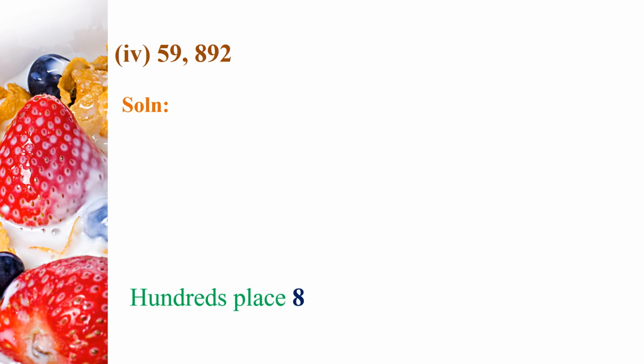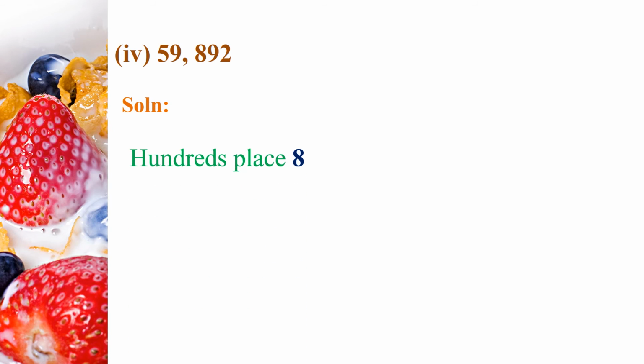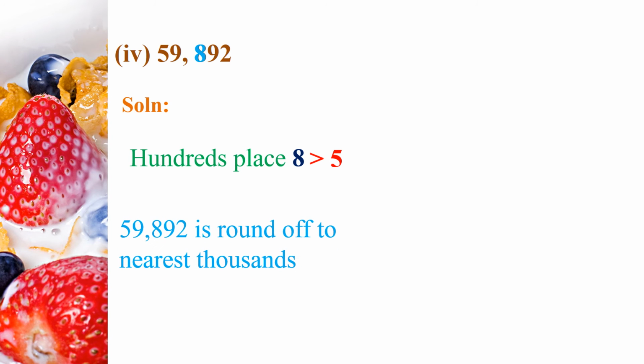59,892. Now take the hundreds place, that is 8, compare with 5, 8 is greater than 5, replace the hundreds, tens and ones places by 0 and increase the thousands place by 1. So 59,892 rounded off to the nearest thousand, we will get 60,000.